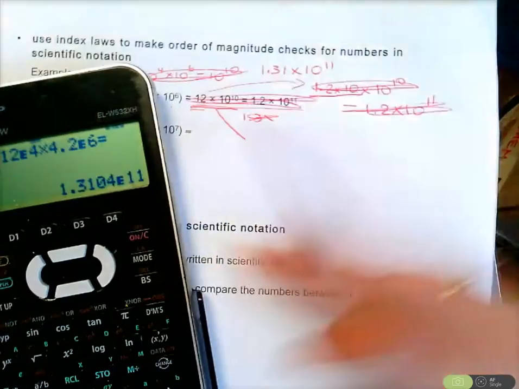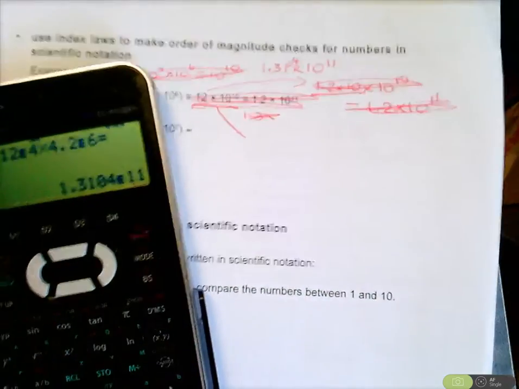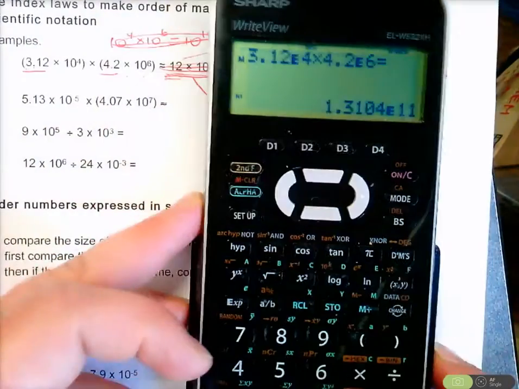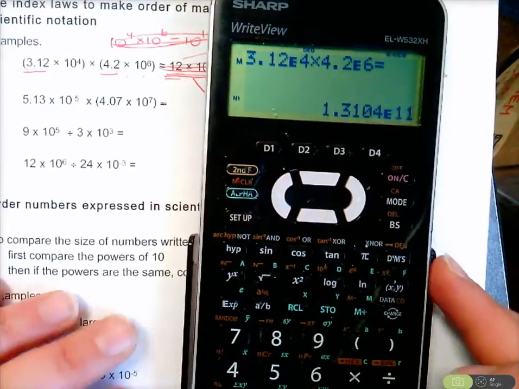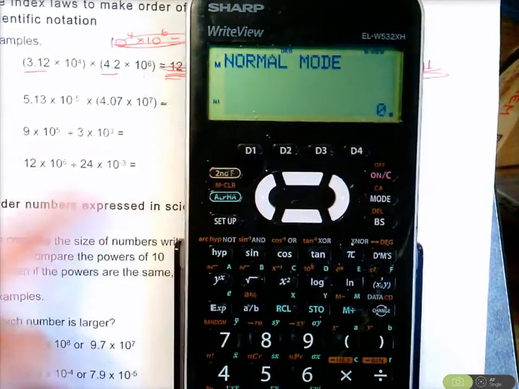Okay, so my answer is 1.3104 times 10 to the power of 11. I'm sure you can write it down. I'm going to cancel and do the next one. You have to practice it yourself.